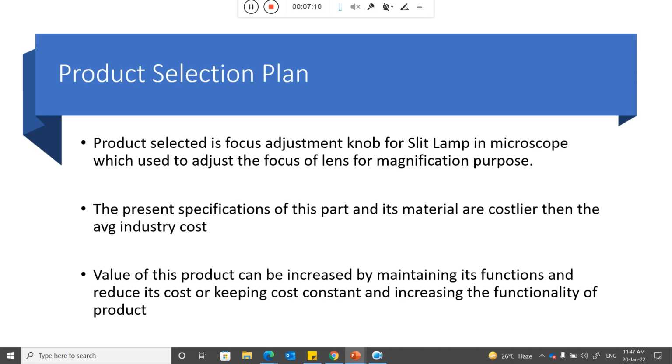So why we selected this particular thing? Because we found that this particular thing means this particular... am I audible, class?